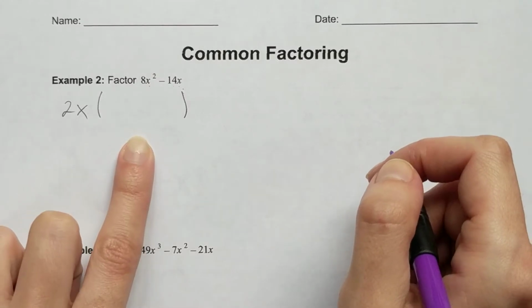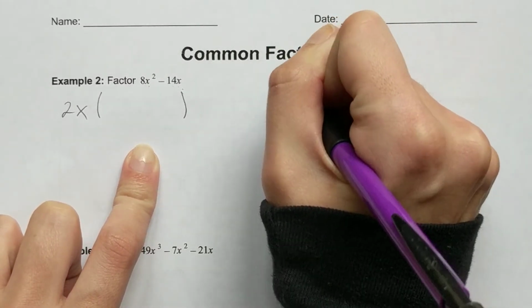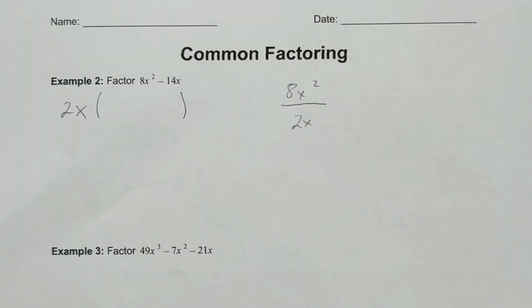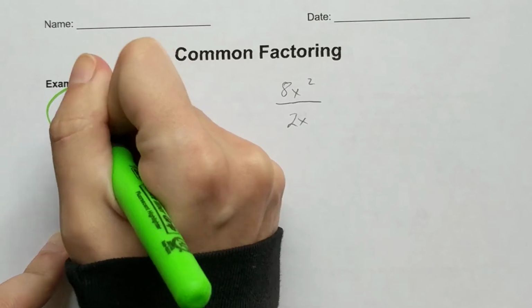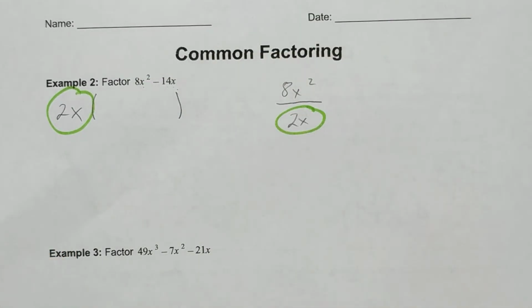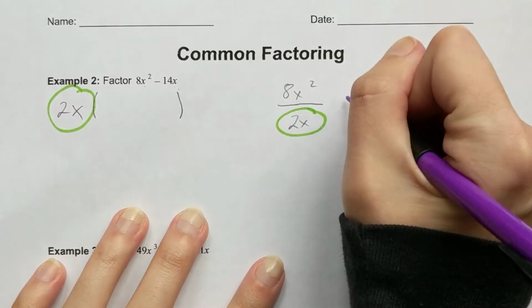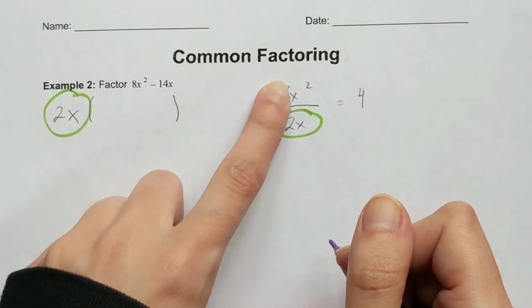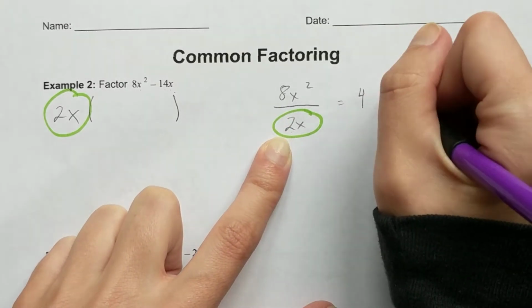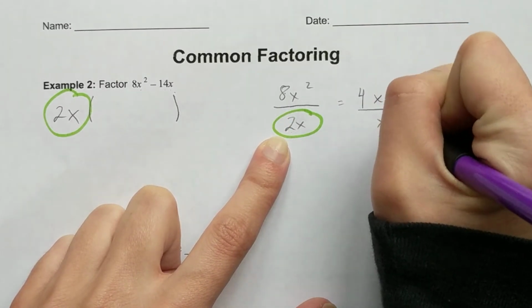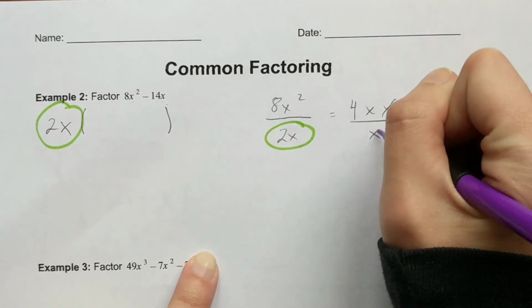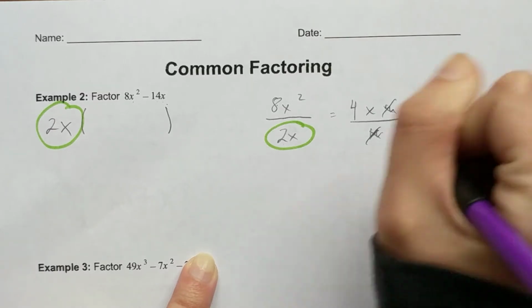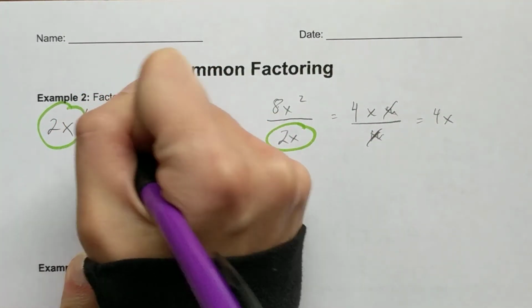Now I need to figure out what goes in the middle here, so I'm going to start. I had an 8x squared, and I divide that by everything that I was able to pull out. So here I was able to pull a 2x, so I'm going to divide that by 2x. 8 divided by 2 is 4. x squared divided by x, so we can imagine that this is x over x. I can see my x's cross off, so I'm left with 4x. So I have a 4x at the beginning of my answer here.